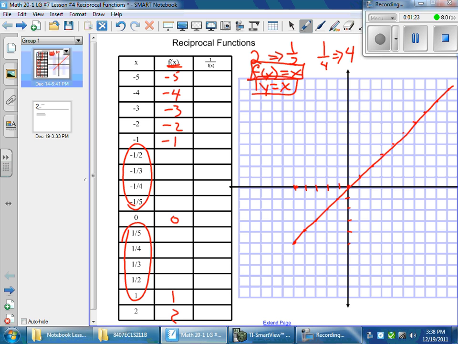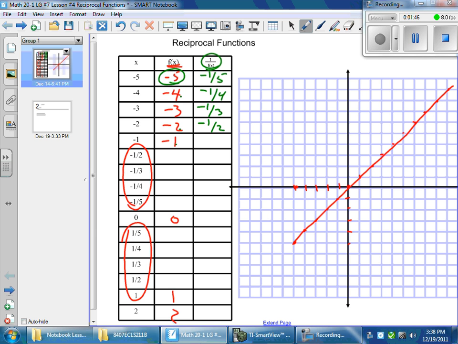Now, here's the thing that I want you to look at. Remember, if we're reciprocating things, in other words flipping things, all you've got to do is just flip. So instead of this being -5 now, this is -1/5. Instead of being -4, the reciprocal, which is 1 over the original function, is -1/4. Reciprocal again, -1/3. Reciprocal again, -1/2. Reciprocal again, -1.